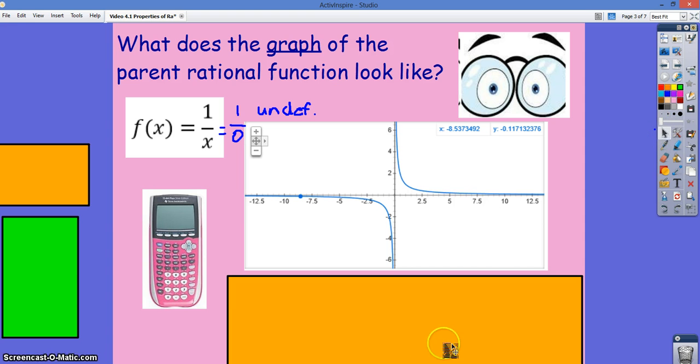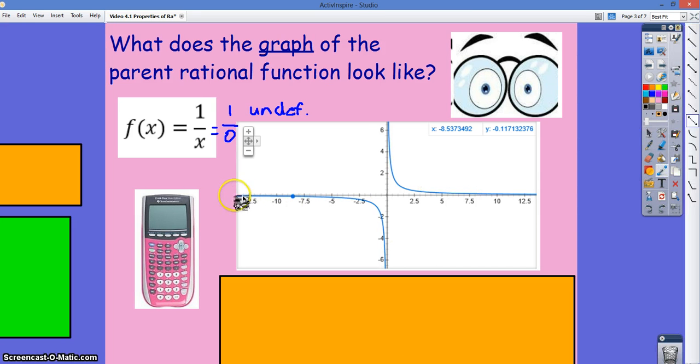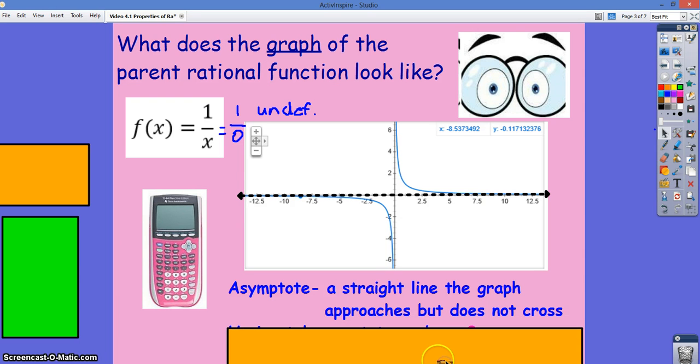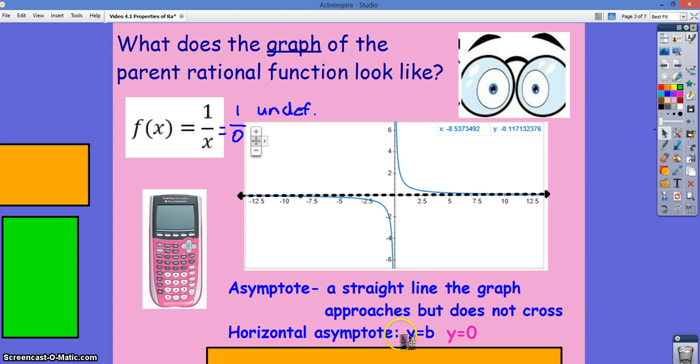Now, what do we call that horizontal line that the graph gets really close to but never touches? Well, it's an asymptote. And this asymptote is a horizontal asymptote because it's a horizontal line that the graph gets really close to but never touches. And in this case, it's y equals 0. That's important to remember when you're writing the equation of a horizontal asymptote. It is the equation of a line, so you must write y equals and whatever it equals. Okay, so that's for a horizontal asymptote.